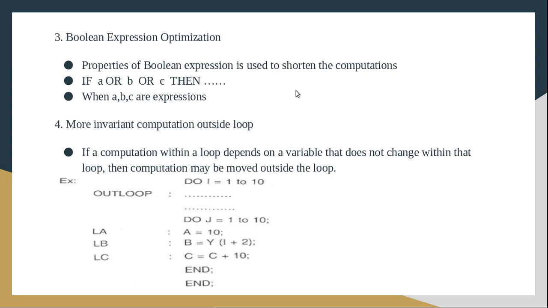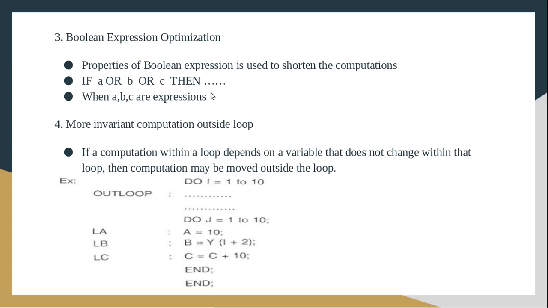So what we can do is make use of Boolean expressions. In that case we can write a Boolean expression like if a or b or c, then we have to execute a set of statements. So what will happen here is it will first compute the expression a. If it is true, then it doesn't need to compute the expressions b and c. It can directly execute the set of statements. So that is the use of Boolean expression.